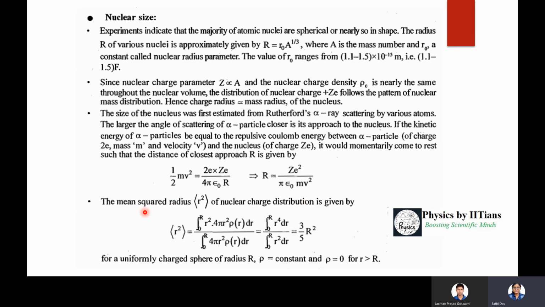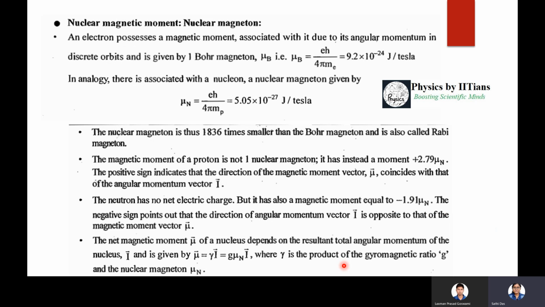What will be the mean squared radius, r square average, of the nuclear charge distribution? This is given by 3 by 5 into capital R square. Suppose for a uniformly charged sphere of radius capital R, R is constant. So rho, that is the charge density, will be constant inside the radius, and rho should be 0 outside the radius or outside the radii of the nucleus.